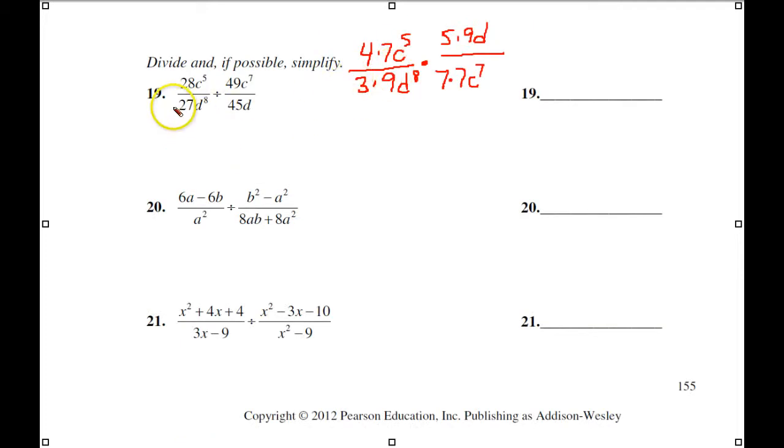Okay, going on to number 19, and these next few, we're going to be dividing. So the key is change from division to multiplication by taking the reciprocal of the second term. And here I've kind of factored it a little bit. So what will happen? Well, here this 7 will cancel with this 7. This 9 with this 9.